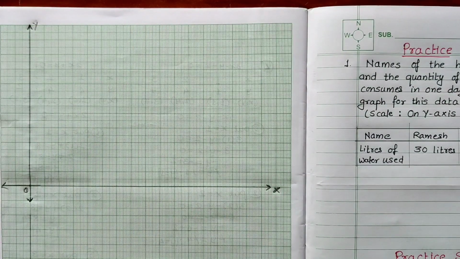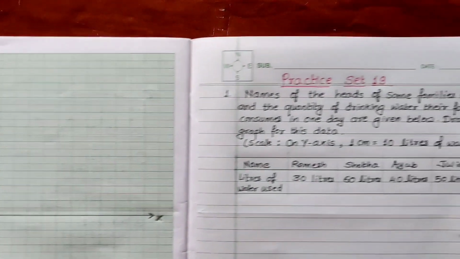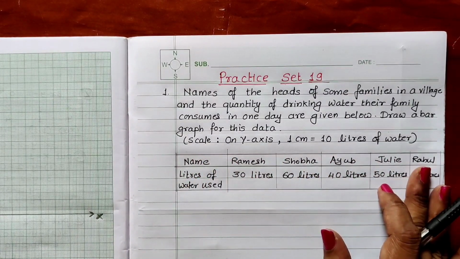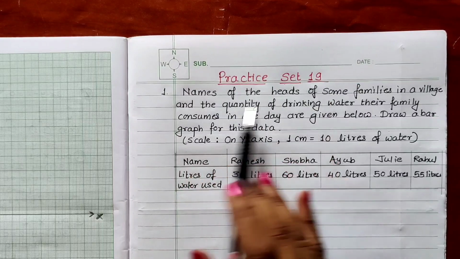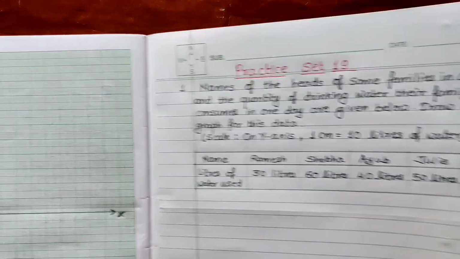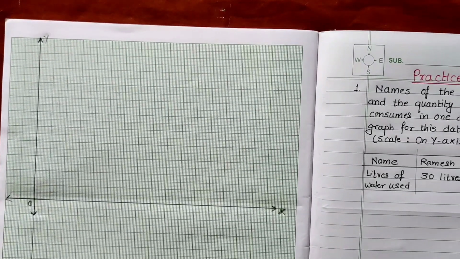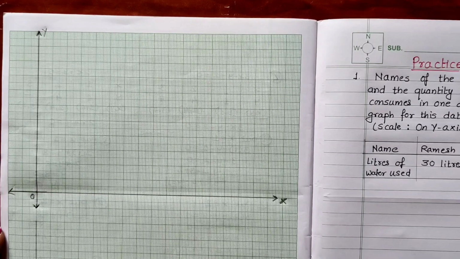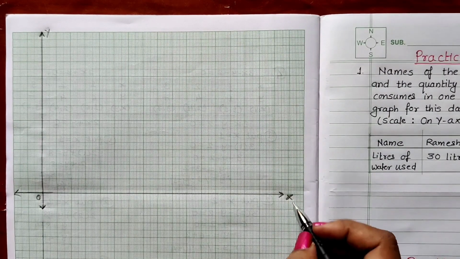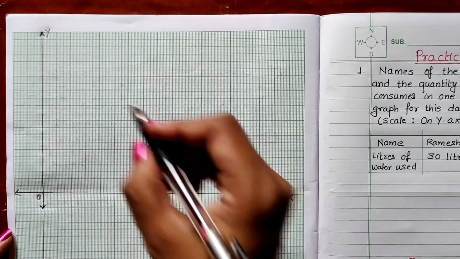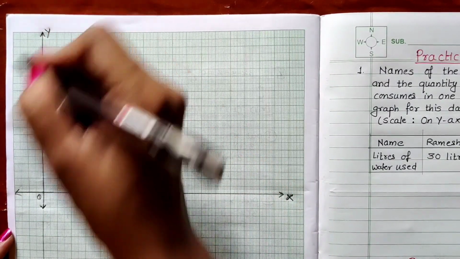If you all can see, this is my graph book. I have written this question on the lined side of my page. Question number 1. I have written the full question on my lined side, and on the graph side I have drawn these two axes, x-axis and y-axis. Can you see here? This is the x-axis, the horizontal line, and the vertical line is the y-axis.